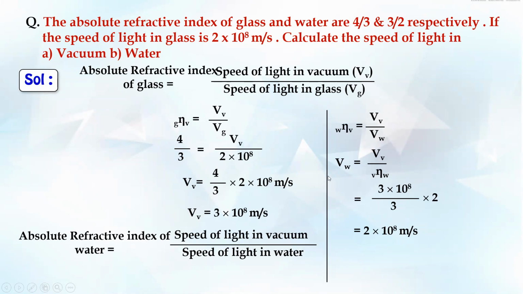So in this case, you have to calculate the speed of light in water. The same formula comes back: refractive index of water with respect to vacuum, or the absolute refractive index, which is Vv upon Vw. I know the value of this refractive index, 3/2, right? Its value is known. So I'll get the value by just cross multiplying here and there. We get the value as 2 into 10 raised to 8 meter per second. That's how it has to be done. Next one.